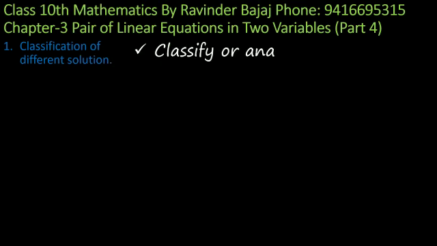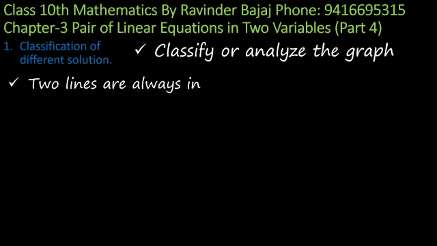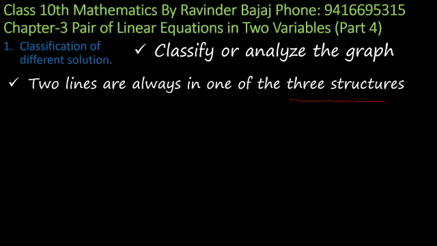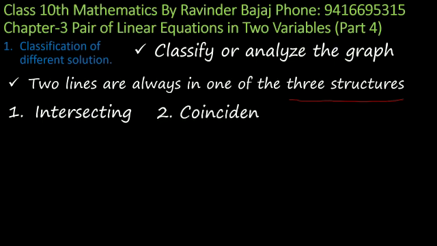Classification of solutions. Let's analyze the graph. Now, a pair of linear equations will give me two lines. Two lines can be of three structures. Let me discuss the three structures. First one is intersecting lines. Second one is coincident lines. And third one is parallel lines.